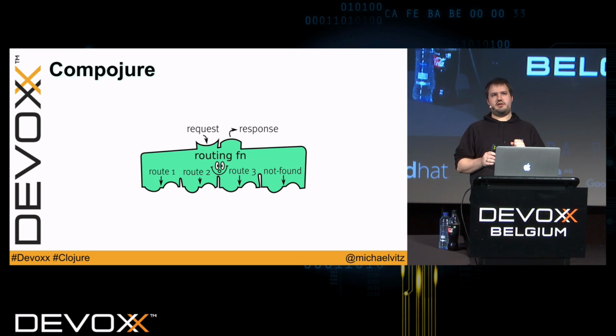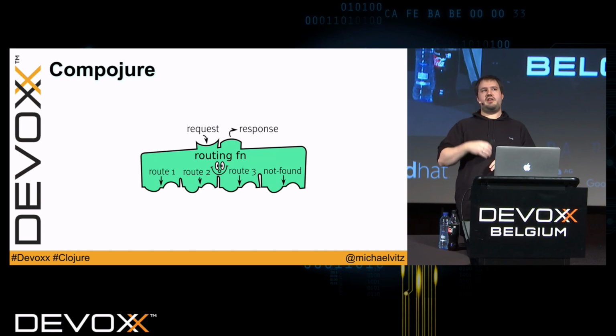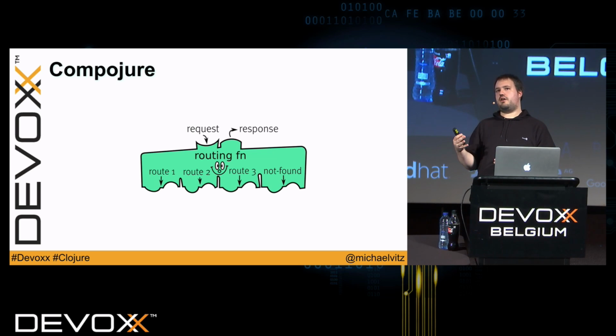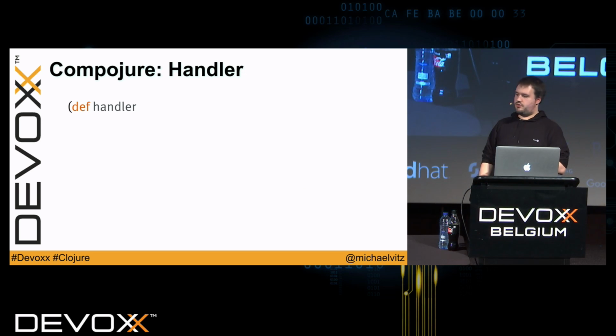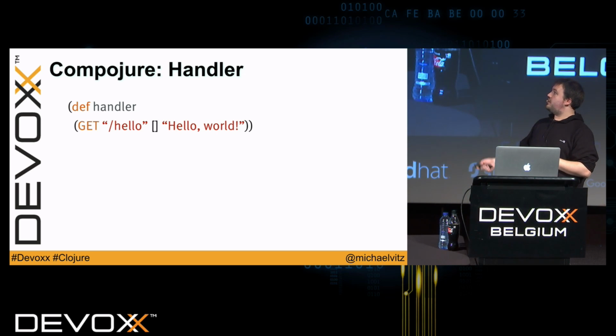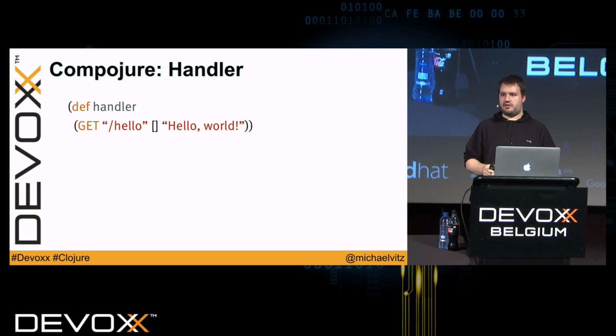Compojure gives us a DSL-like language in Clojure, which then produces a handler which takes a request and produces a response, but internally dispatches to another handler, which you can register under a given URI or for a specific HTTP method. So it looks like this. We define a handler and say this handler is for the method get, on the URI hello. We see later why this vector is there, and then you produce your result.